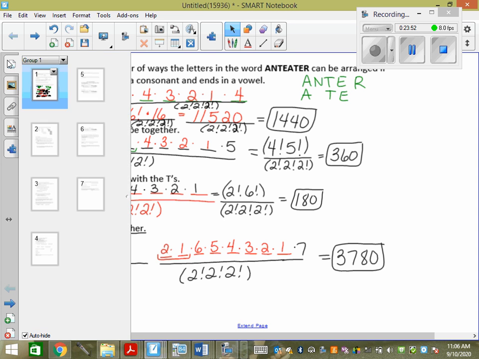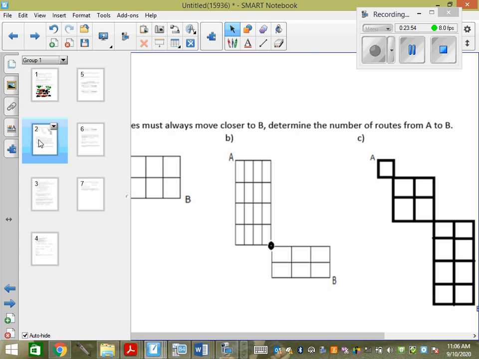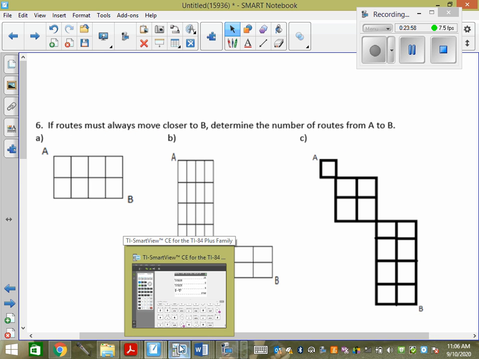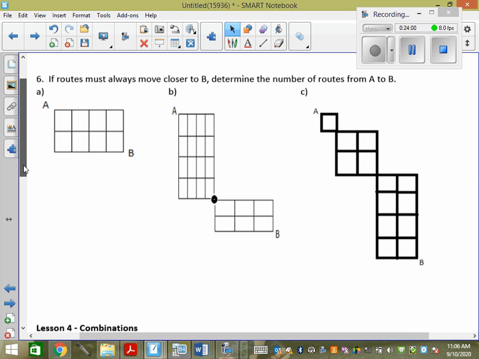All right. These little pathway questions. So for these pathway questions, I'm going to show you how I would legitimately do it as a pathway.